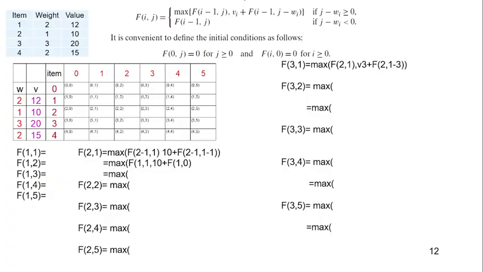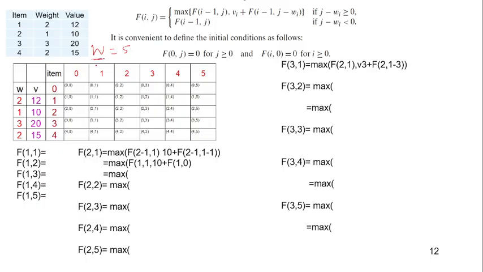Here is an example. Consider this is the problem. Here you have to find the knapsack problem. Item 1: the weight is 2, value 12. Second item: weight 1, value 10. Third item: weight 3, value 20. Fourth item: weight 2, value 15. Capital W is the capacity. Let us assume it is 5 kg. Capital W is the knapsack capacity.